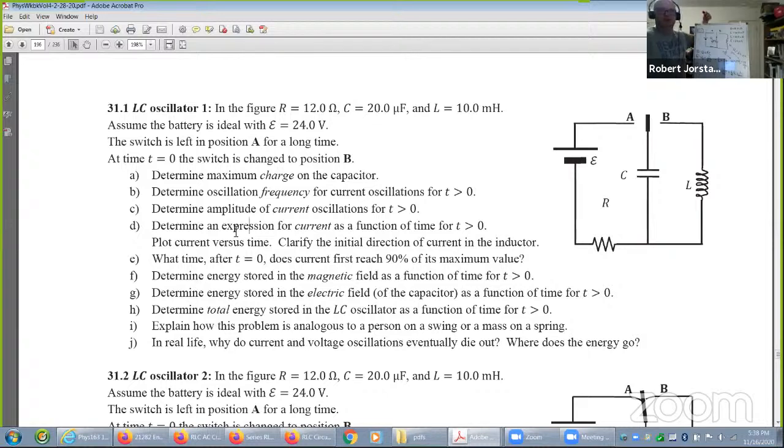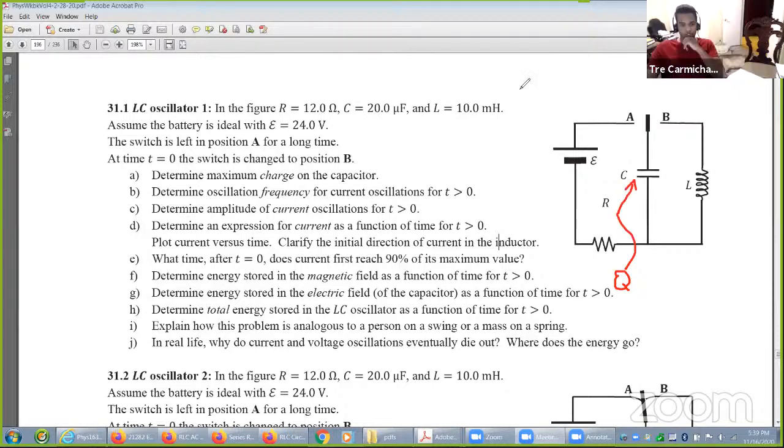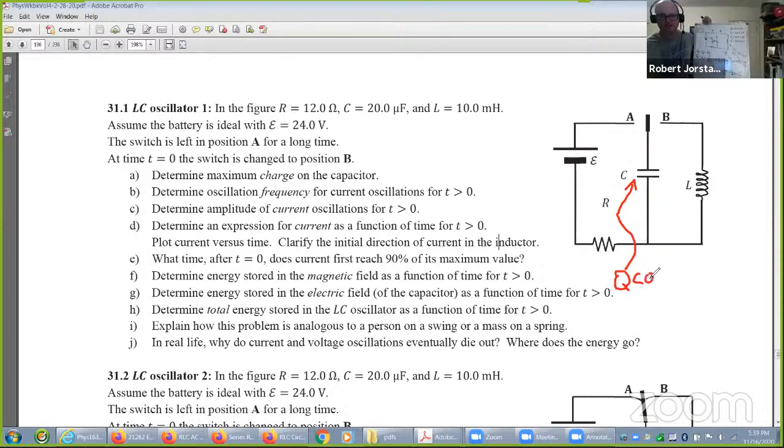So if we try to get an expression for current as a function of time, okay, let's see if any of that previous stuff made any sense. Okay, the capacitor starts with the energy, right? So that means Q, should it have a cosine or a sine function if the capacitor starts with all the energy? Cosine. It's going to be a cosine because cosine is equal to 1 when t is equal to 0.